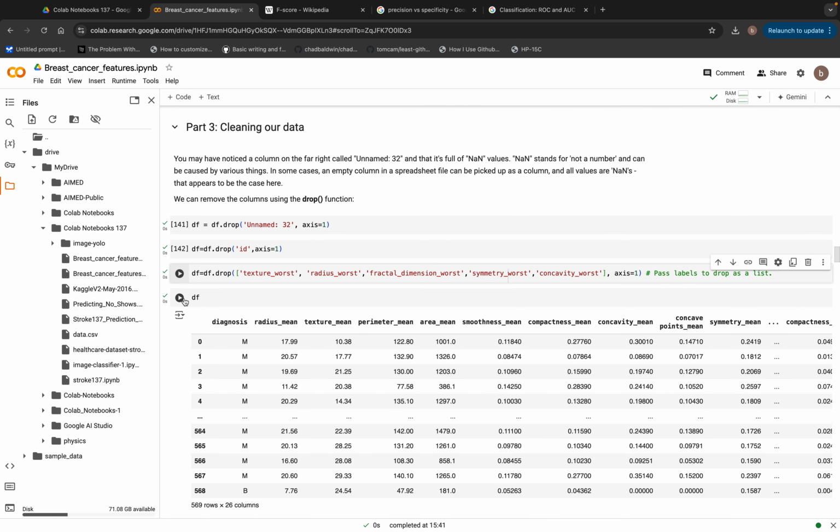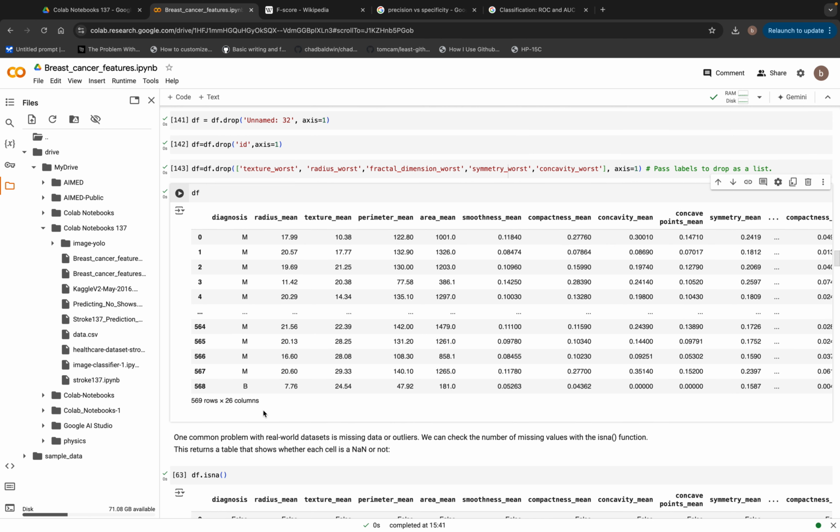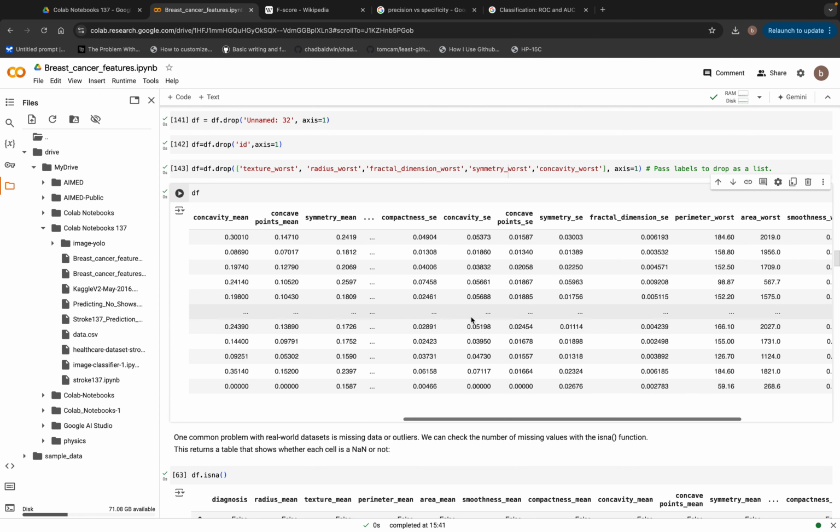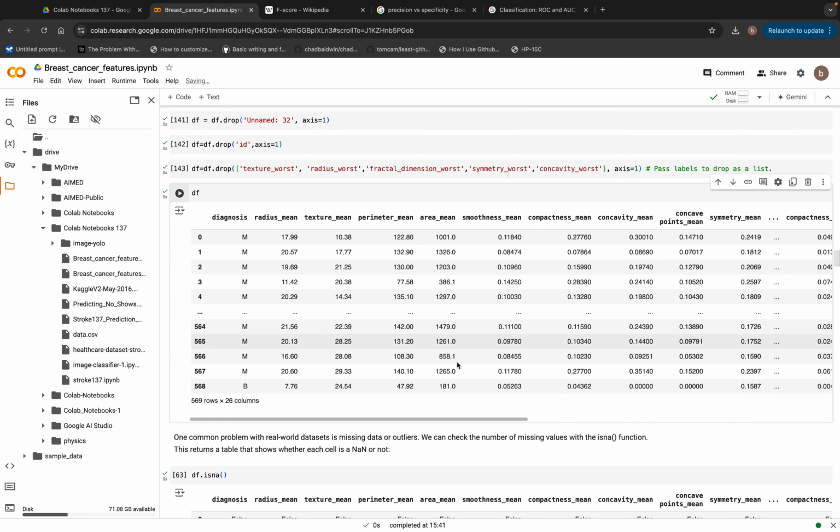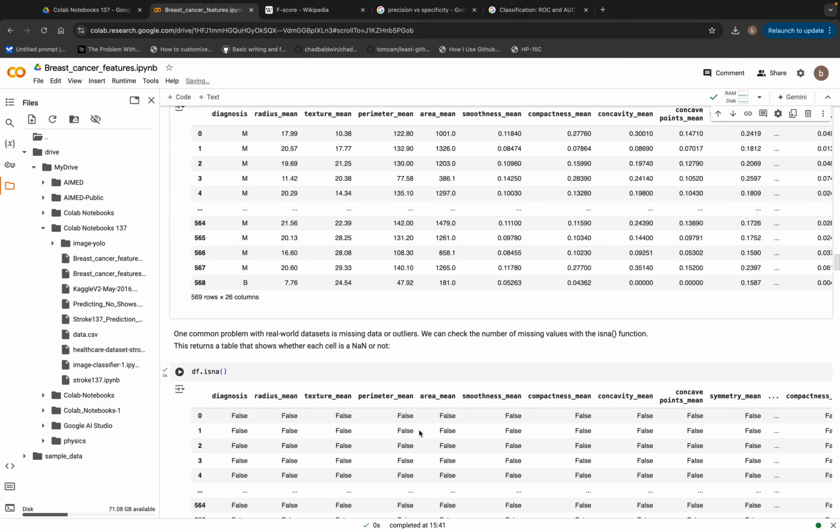So now when I run the df command, you can see that the file is smaller, right? It's still 569 rows. This is the number of actual samples, so the actual slides that you're looking at under the microscope, but it's only 26 columns, so it's still a lot, but it's less than it was before. We're actually going to tune that down a bit further.